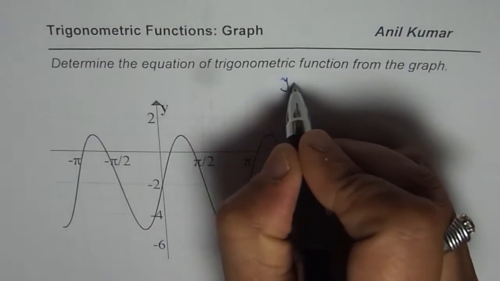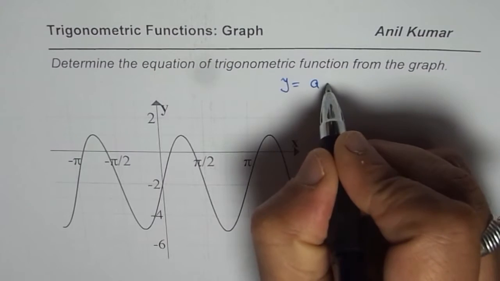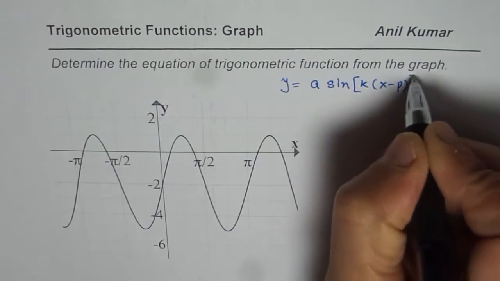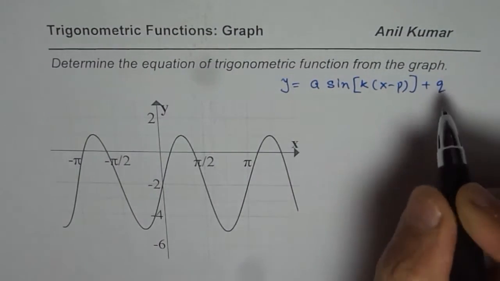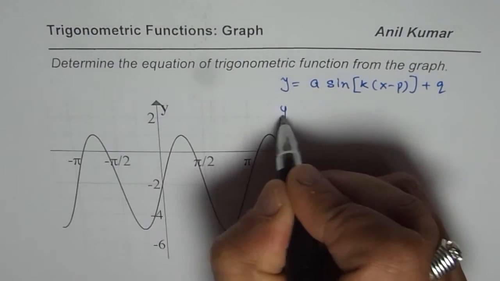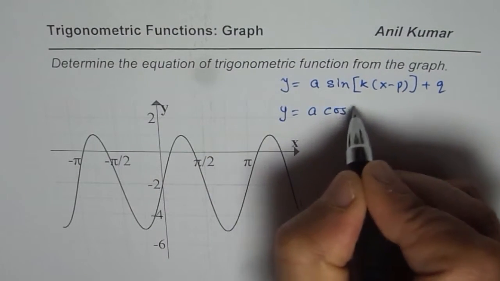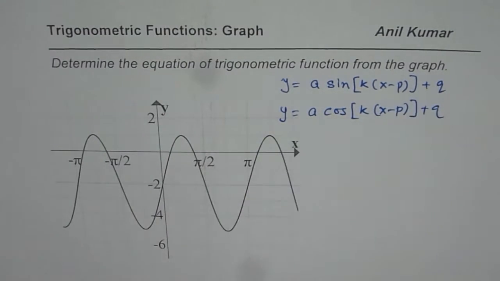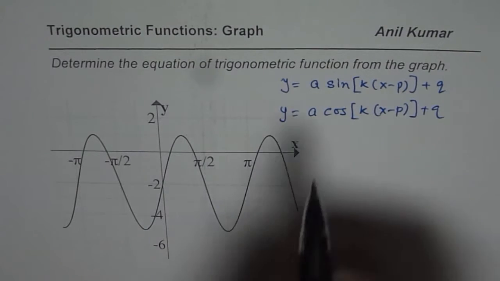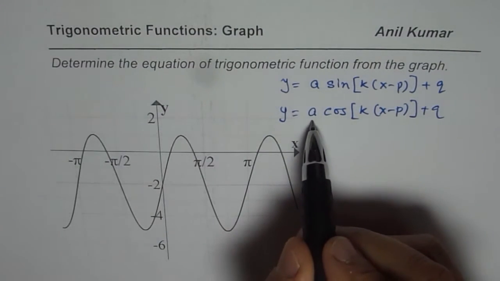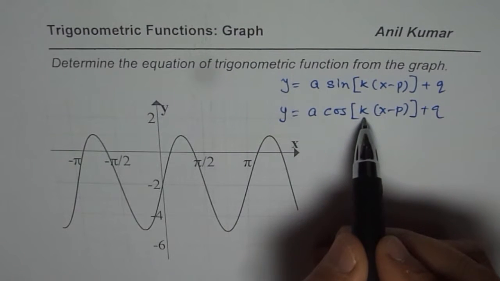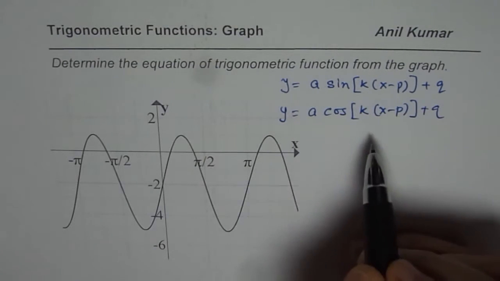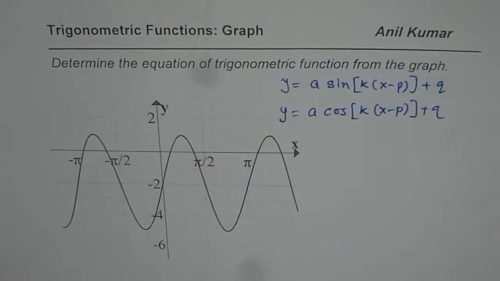So let me write both for you. First, to begin with, we will write y equals a sine of, I'm writing a general equation, x minus p, where p is the phase shift, plus q, where q is the vertical translation. I could also write the equation in cosine. In that case, it could be like this, x minus p plus q with cosine, right? Now, for this equation, we need to find the amplitude A, horizontal stretch or compression, phase shift, and vertical translation. We can find these values from the graph itself.